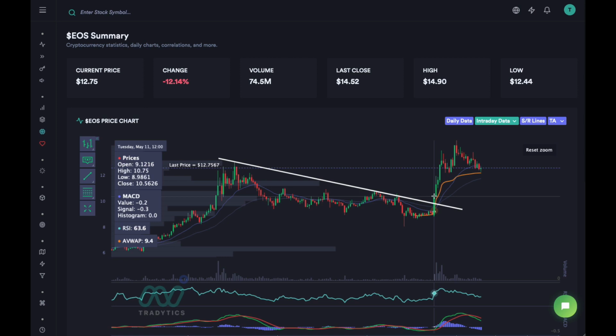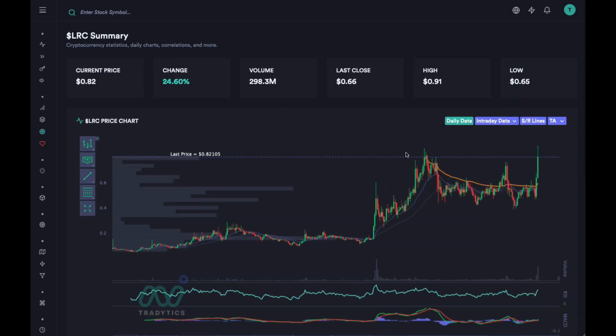You can Google how to draw these, and if you have a breakout from these trend lines, then that's a breakout as well. But our algorithm is only based on horizontal lines. So I believe we were looking at LRC.